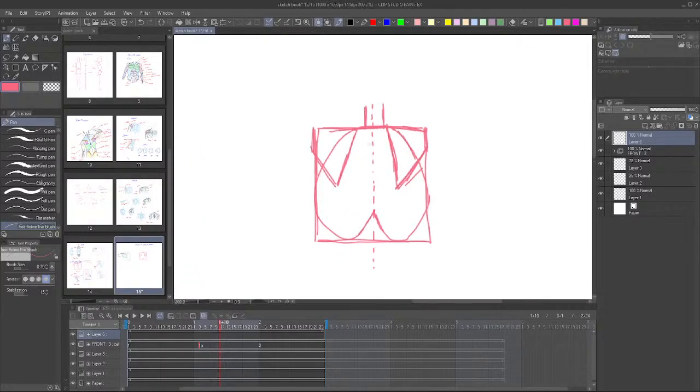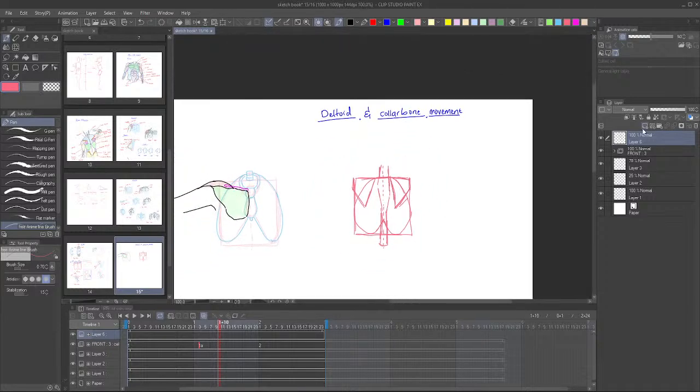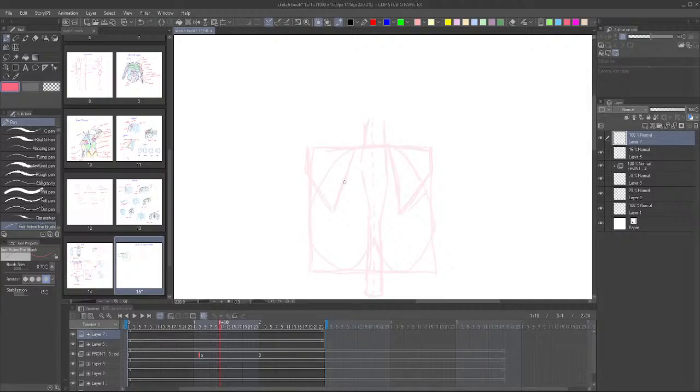So this is how the torso looks like, the rib cage. Let's just clean it up a bit.